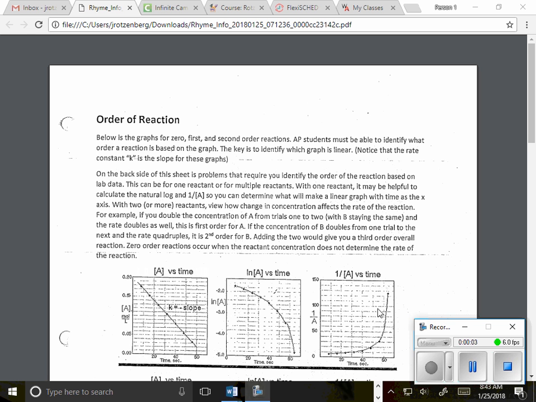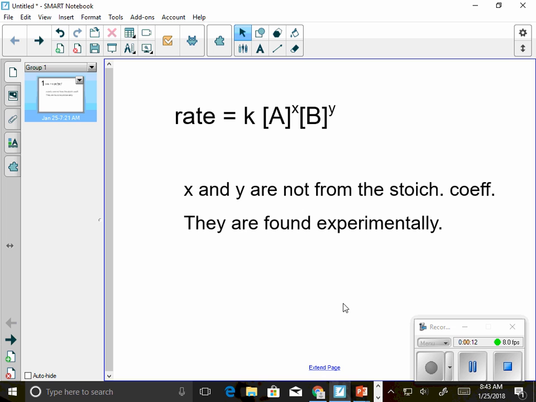So what we are going to go over here is how to determine order of reaction. From the reading guide, you should have gotten this equation here. The rate, the speed of the reaction, is based upon a constant times the concentration to a certain power of each reactant if there's two reactants.